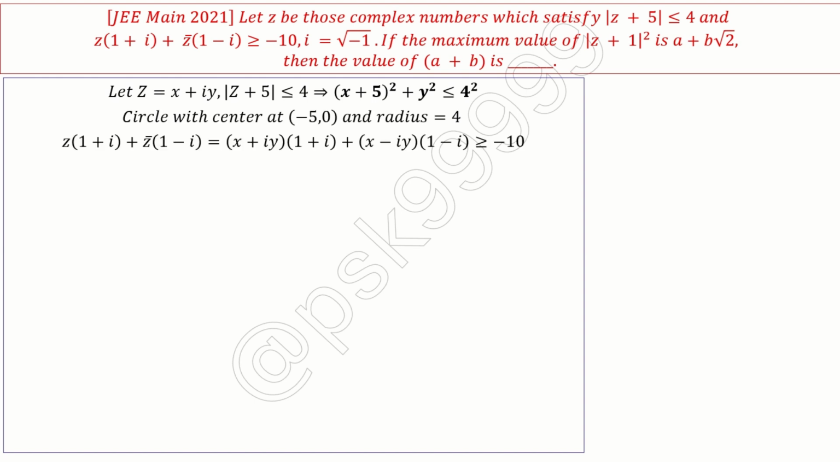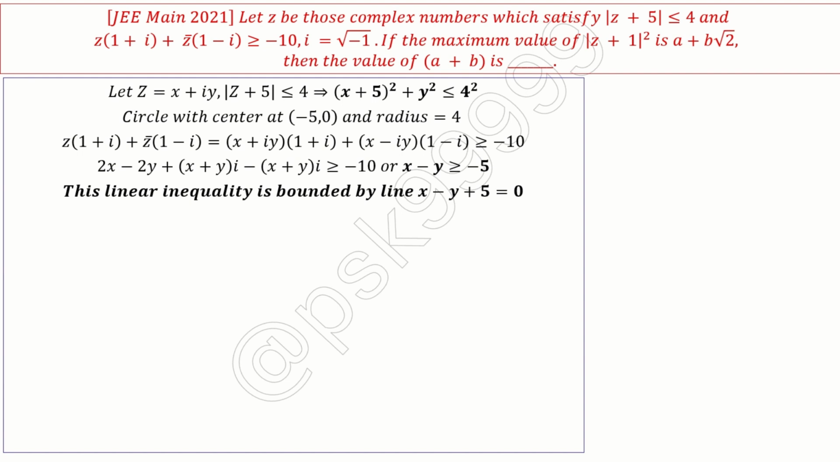z times (1 plus i) plus z bar into (1 minus i), that is, (x plus iy) into (1 plus i) plus (x minus iy) into (1 minus i), which is greater than or equal to minus 10. If I simplify, what I will get is a line equation x minus y greater than or equal to minus 5. So this is a linear inequality bounded by a line x minus y plus 5 equal to 0.